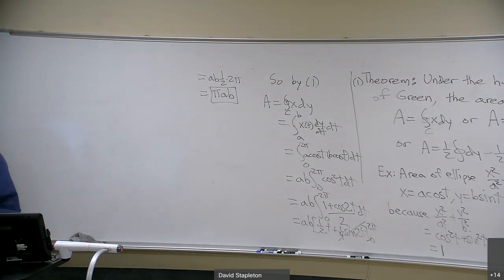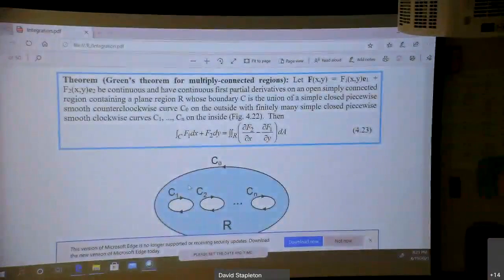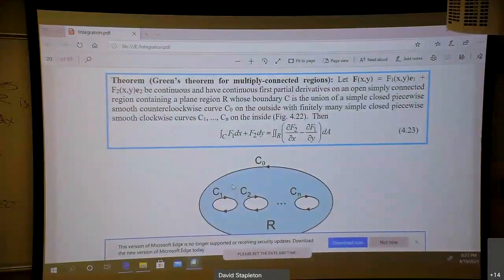Too long in this section. Finally, we have Green's theorem for multiply connected regions. I didn't like the book's homework problems on these, but electronics engineers, I think, run into these kinds of things. This is out of the notes.